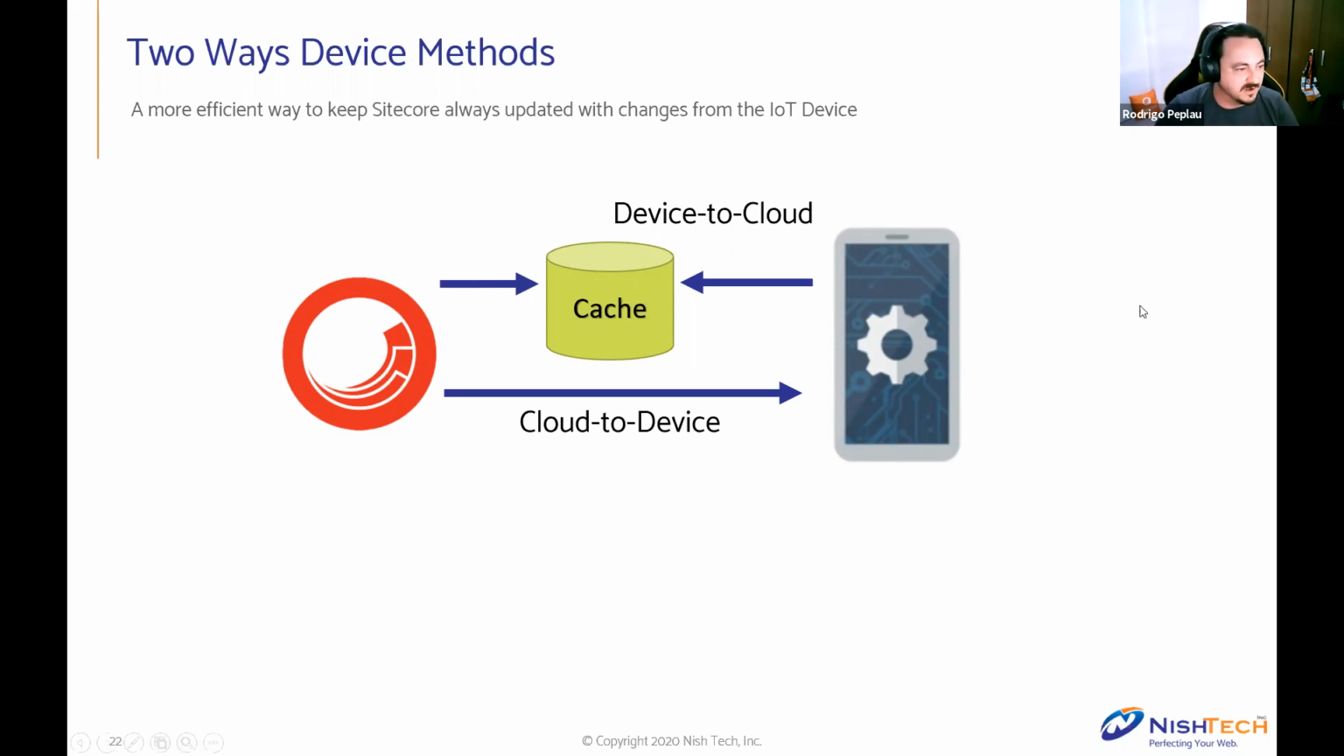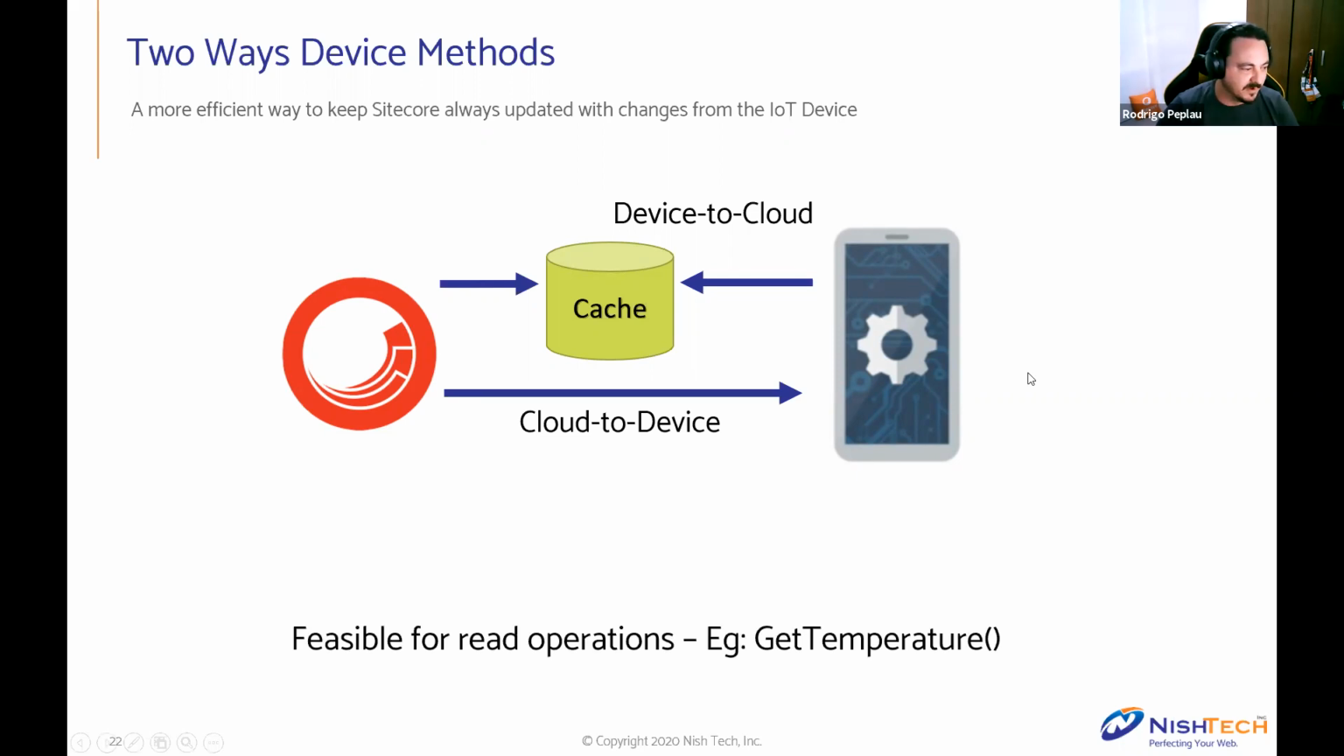So we use this, for instance, when you want to read some value, because the device can update the cache when it changes. Then it's important to get it from a two-way device method, as it's much faster and more performant.